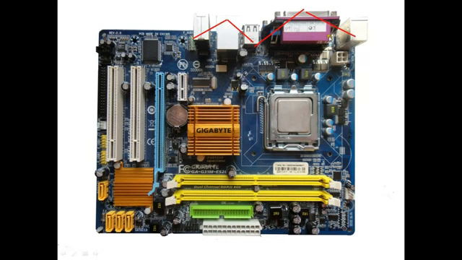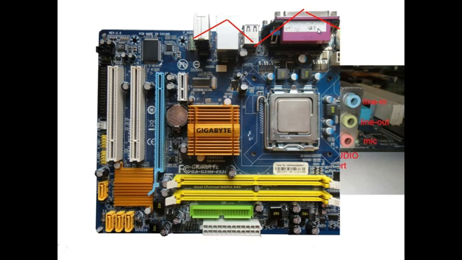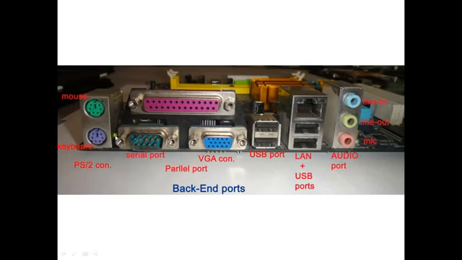And these ports are called the back end ports. So this is a PS2 connector, this is a mouse connector, this is a keyboard connector. PS2 stands for Personal System 2. This we call a parallel port, which is used to connect to printers and scanners. The serial port. And this is a VGA port to connect to a monitor.